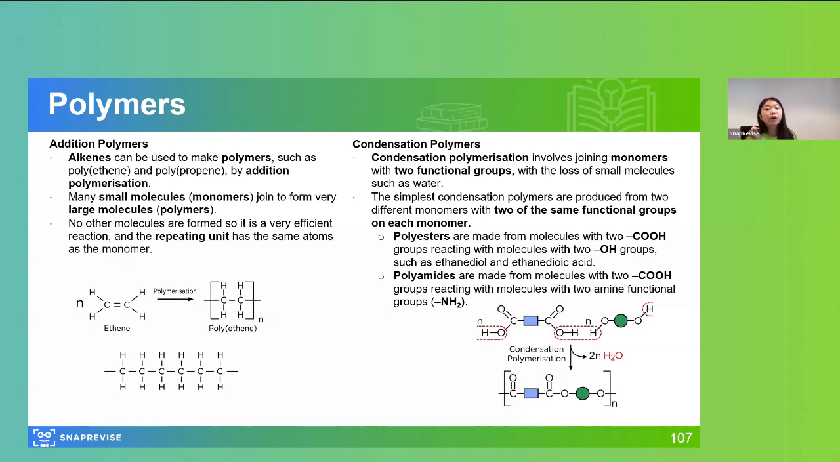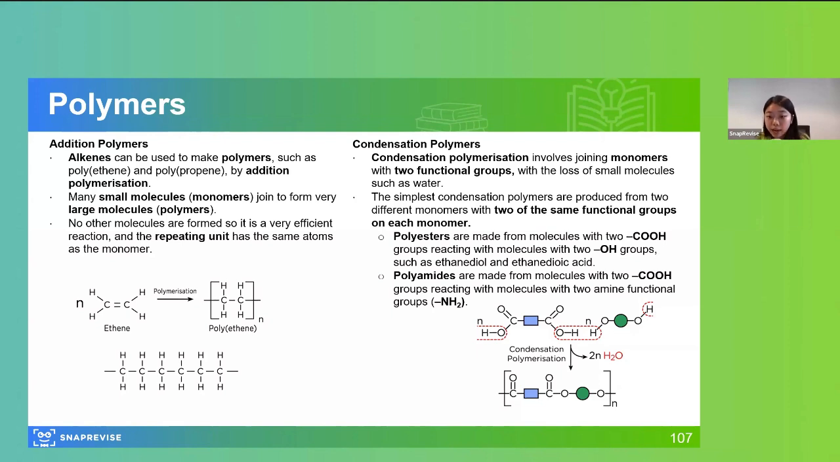Condensation polymerization is slightly different. Condensation polymerization involves joining molecules with two functional groups, either an OH and a COOH, or NH2 and COOH, or two COOHs, or two OHs. This is a bit confusing. We're going to go through it. In addition polymerization, you only have that one molecule. In condensation polymerization, you produce water alongside the polymer due to the condensation.